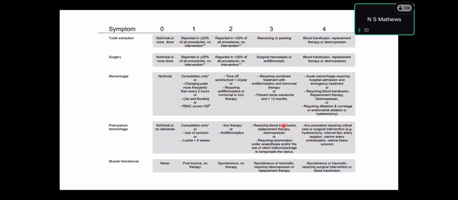So this is what the BAT score chart looks like, which is available freely online. You can see that the scoring is from 0 to 4, and all the symptoms are listed like that. If there is no symptom or it is trivial, give a 0 score. If it's a mild symptom, you give it a 1. And if there was a consultation only, or it required antifibrinolytic therapy, depending on the symptom, you give it a score.